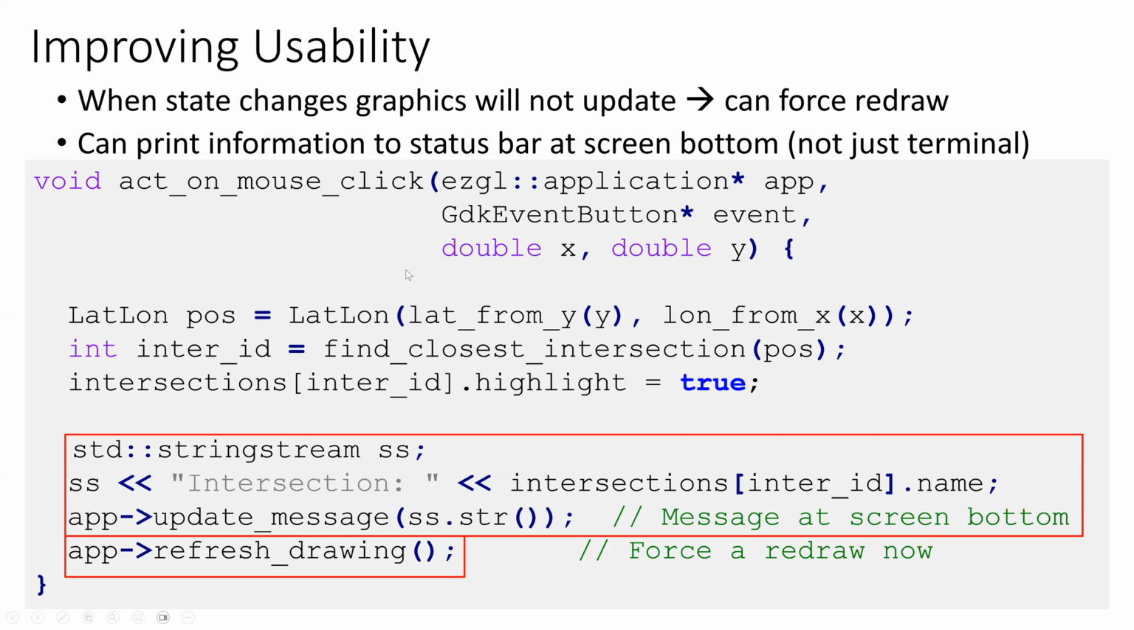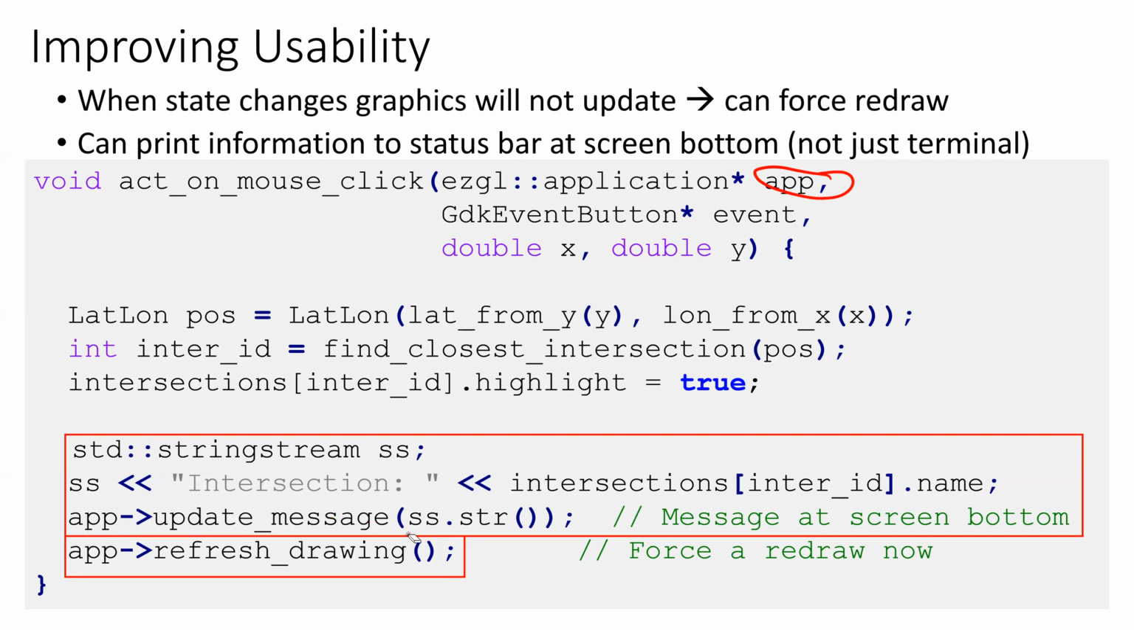So basically there's a function in ece2. It's a method of the application. So we passed in this application pointer, or it automatically got passed in. So that's the whole ece2 application. There's a function called redraw, refresh drawing, and that forces a redraw. So after this intersection, you just click the mouse, I've highlighted the intersection, I know the graphics are stale, I want to force a redraw. So I just force one right now. And now it'll show up right away.